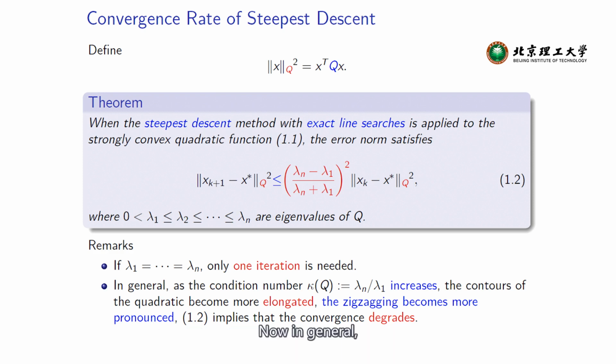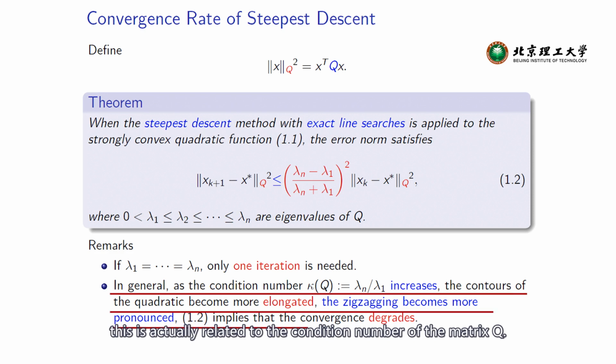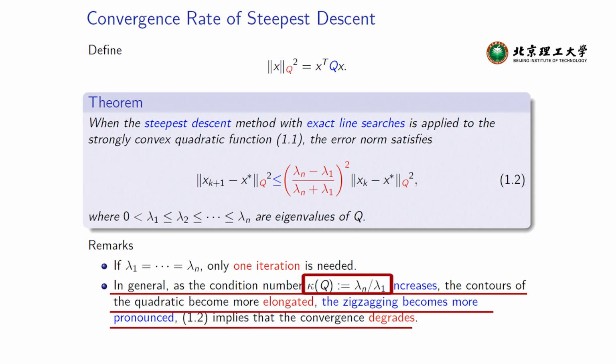In general, this is related to the condition number of the matrix Q, which we denote as lambda n over lambda 1. As this condition number increases, the contours of the quadratic function become elongated. In that case, the zigzag phenomenon becomes more obvious, meaning that it takes more iterations to reach the minimum.